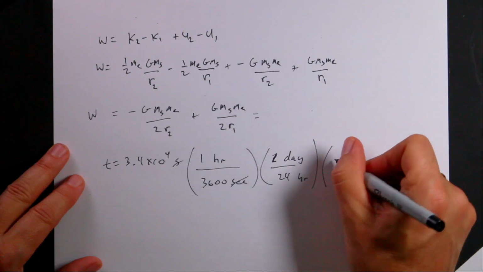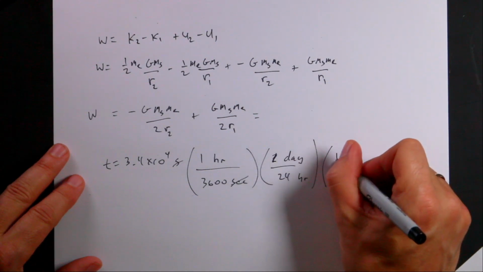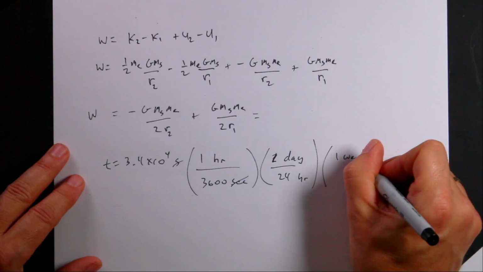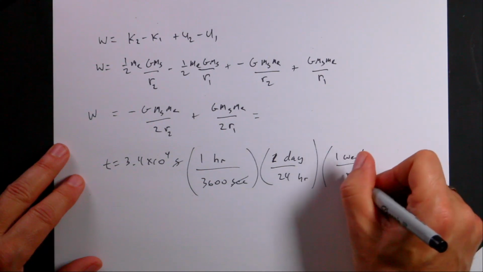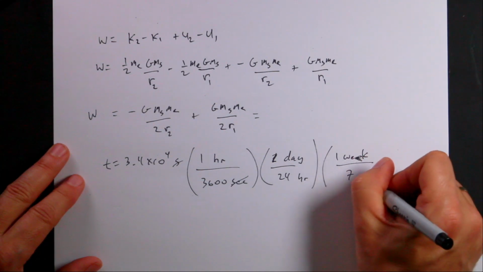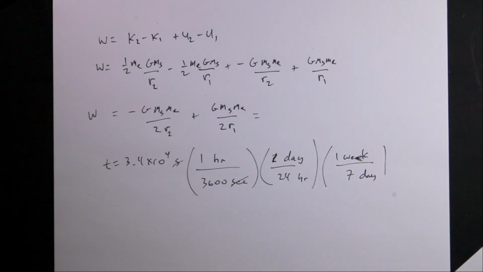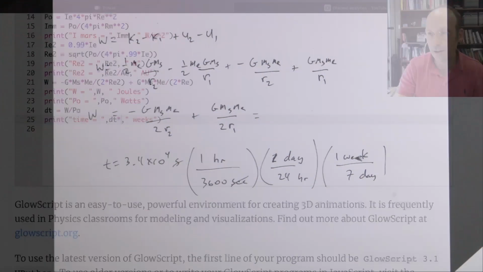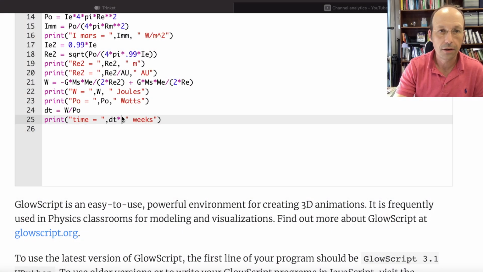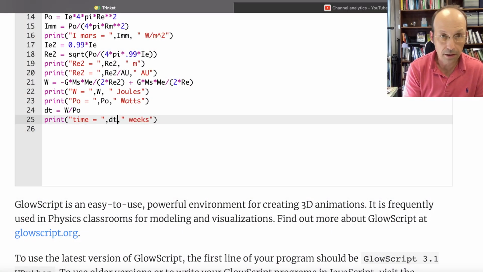And I can convert that to weeks. I should just leave it like that. But 1 week is 7 days. So I need to divide by all that stuff. Okay, I'm glad I wrote it out. I tell my students to do that all the time. Write it out. Don't try to do it in your head. So I'm going to say divided by 3,600 times 24 times 7.